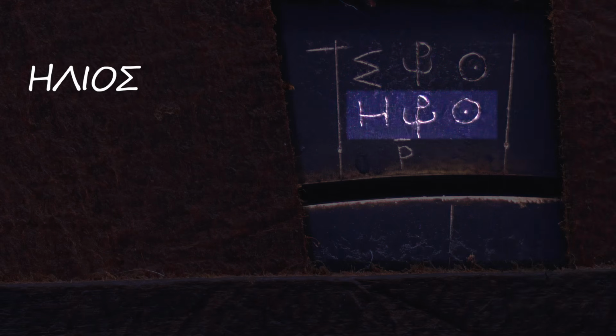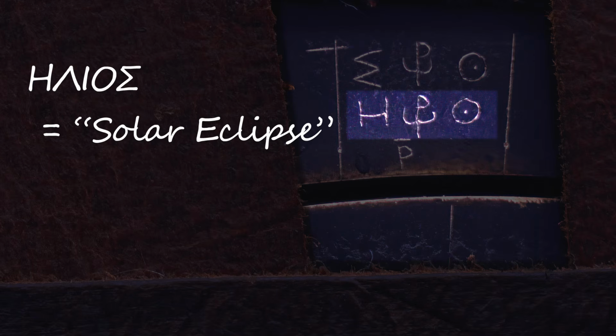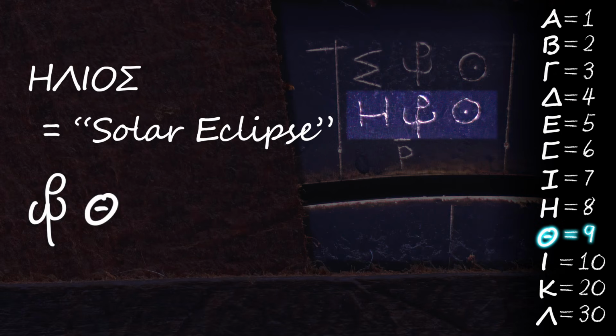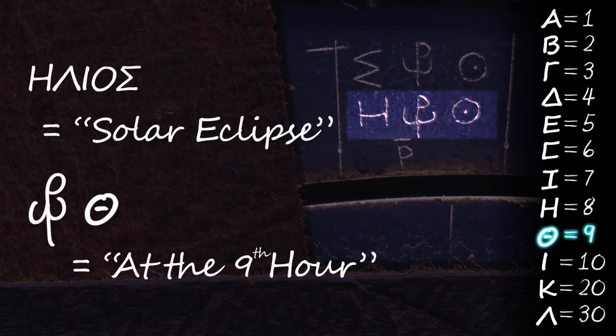The second line has an eta for Helios, so we know we have a solar eclipse prediction. Again, the hour symbol is followed by a theta, so this is indicating the eclipse will occur at the 9th hour. There is no nyktos symbol, so we know that's the 9th hour of the day, the standard situation for a solar eclipse.